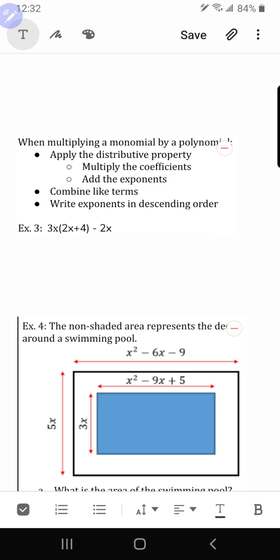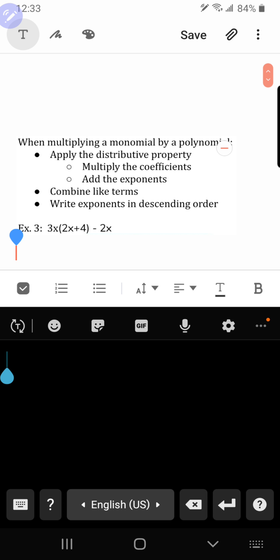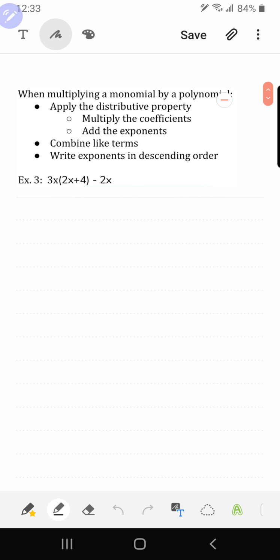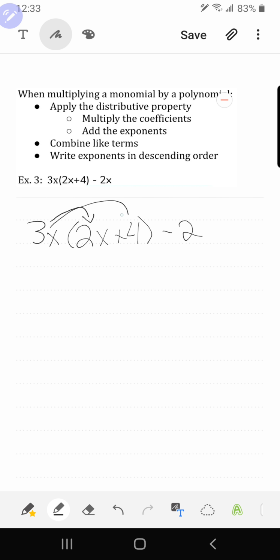Now, in this case there's an expression of 3x times 2x plus 4, minus 2x. This minus 2x is not being multiplied, it's just subtracting after we multiply the 3x by 2x plus 4. So the first thing we're going to do is distribute the 3x to everything inside the parentheses, which is the 2x plus 4. Distribute means to multiply. I'm going to multiply the 3x with the 2x, and the 3x with the 4.